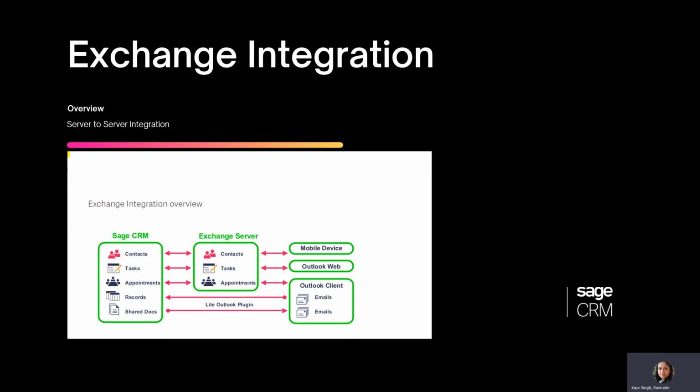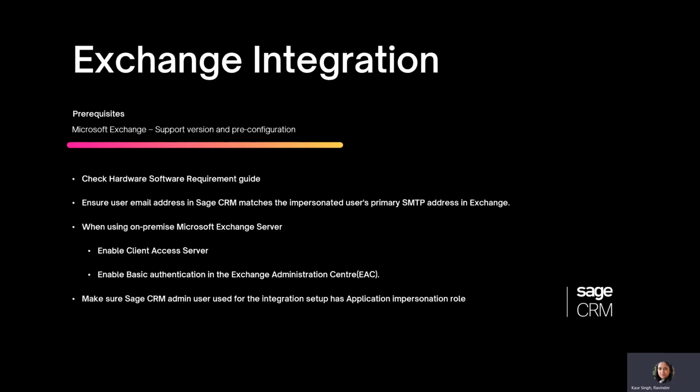For example, if a calendar invite is created in Sage CRM and the user is enabled for Exchange integration, they can see their calendar updated accordingly on their phone, laptop, and any other device they are using for their Microsoft Exchange account. Before you can start using Exchange integration, you need to make sure certain prerequisites are met.